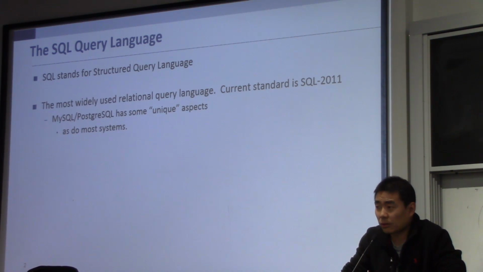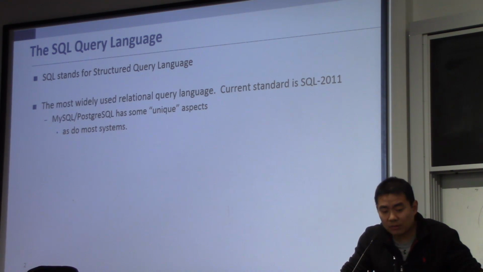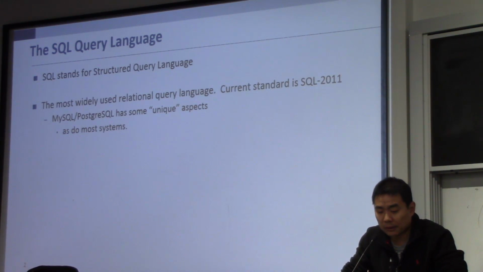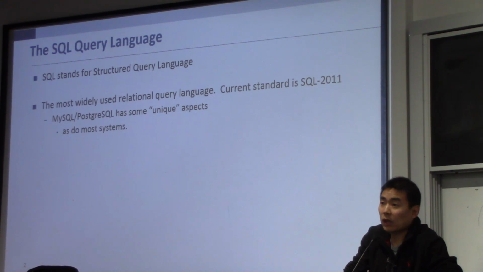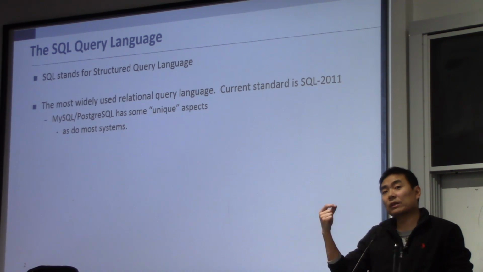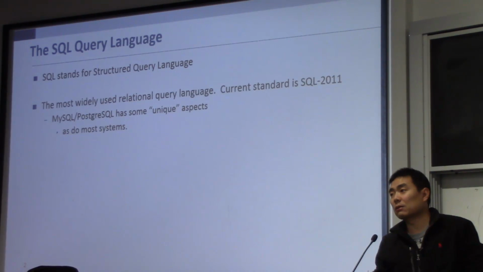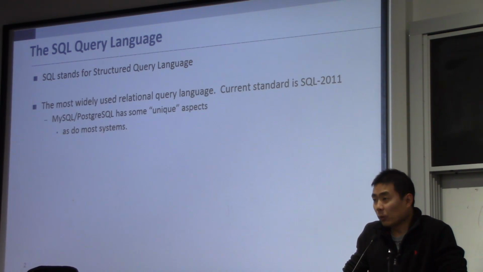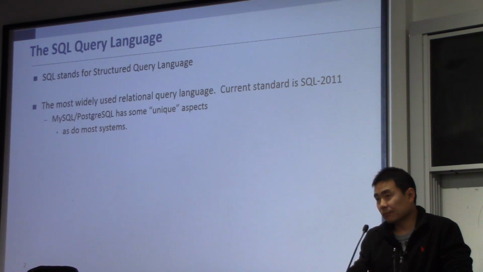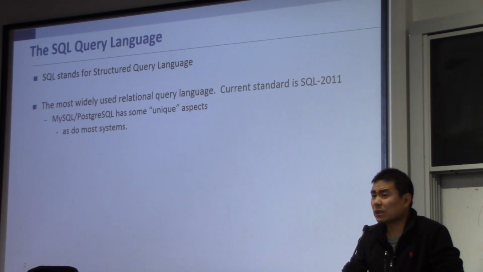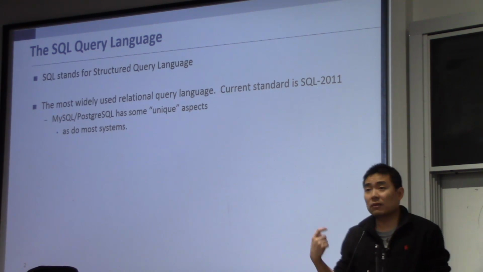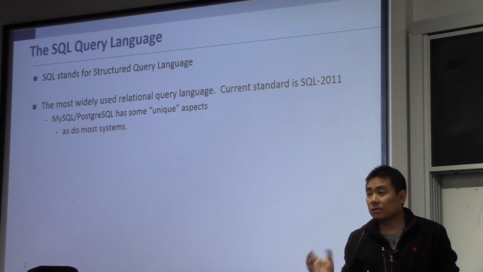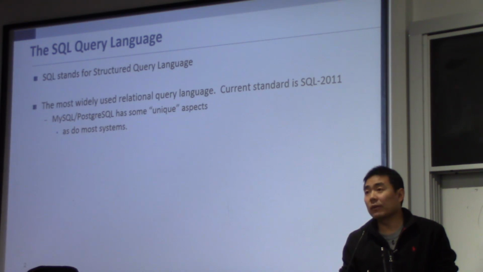So SQL stands for Structured Query Language. It is the most widely used relational query language. The current standard is SQL 2011. So what do I mean by SQL standards? When database systems were first designed around the 1980s, there were different vendors, right? There were Oracle, and a couple of other vendors like IBM DB2. Each came with its own design, and furthermore, each came with its own language specification. And this creates chaos for end users.